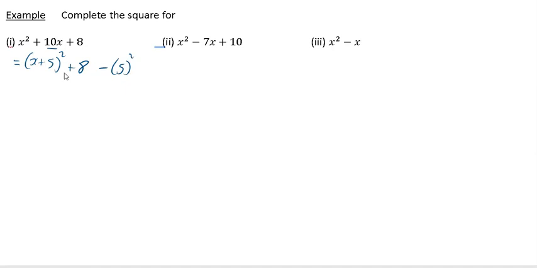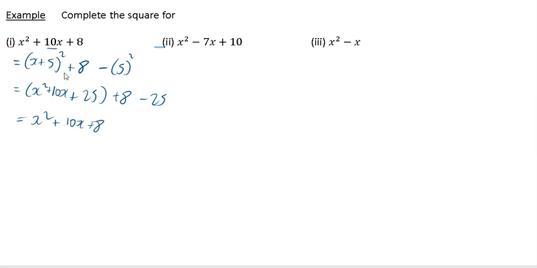So if you were to do this out the long way, I'll get rid of this line in a wee minute, but if you were to do this out long, just to prove it would be the same: (x + 5) times (x + 5) would be x squared plus 10x plus 25, plus your 8, then minus the 5 squared, which is minus the 25. So it does give you the same thing, x squared plus 10x plus 8.